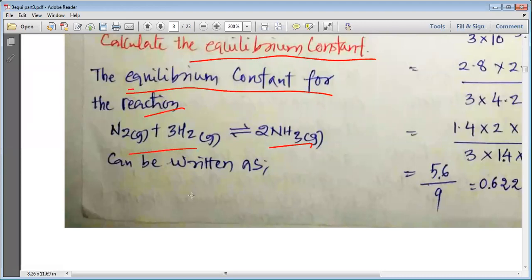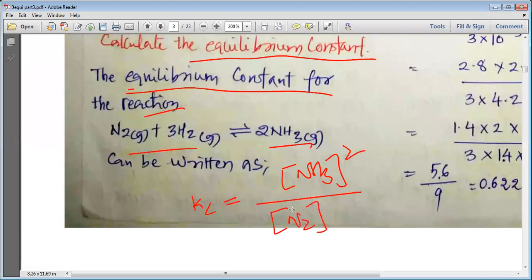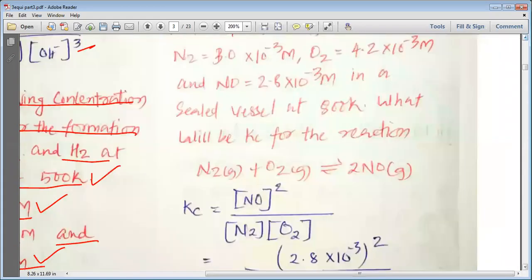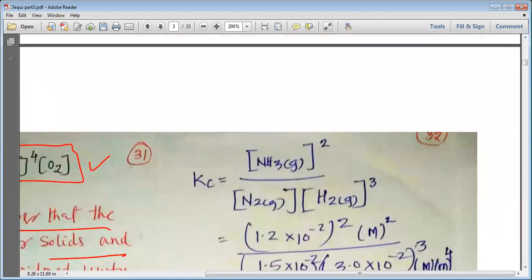that gives 2NH3, we can easily write, my dear students, that the concentration of product, that is your NH3 to the power 2 divided by concentration of N2. There is no stoichiometric coefficient, so we will not write any power. And here the stoichiometric coefficient is 3, so concentration of H2 to the power 3. This is how we represent Kc. So you can see that Kc is equal to concentration of NH3 to the power 2 divided by the concentration of N2 gas into the concentration of H2 gas cubed.